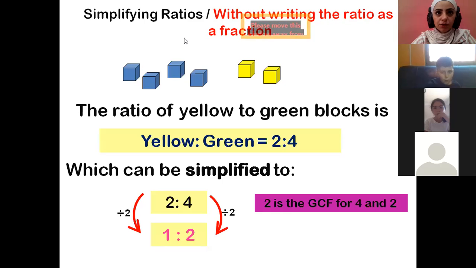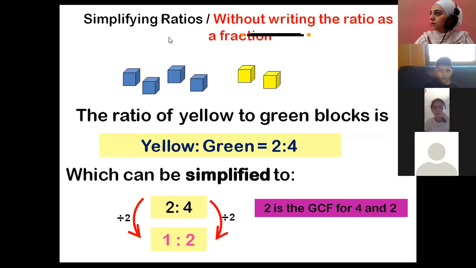Let me choose a different one. Aisha. Yes, teacher. Okay, yalla, let me choose. Aisha, are you there?